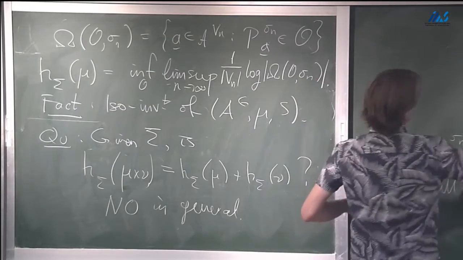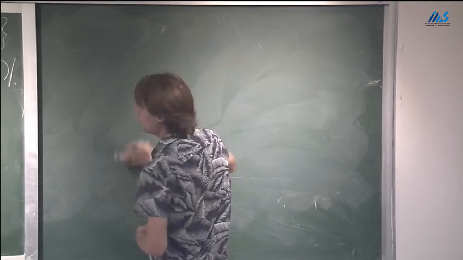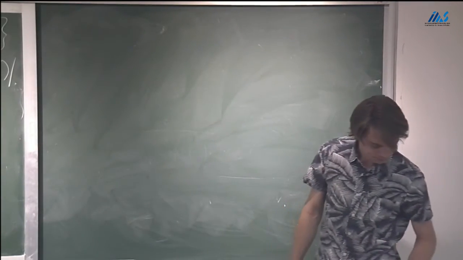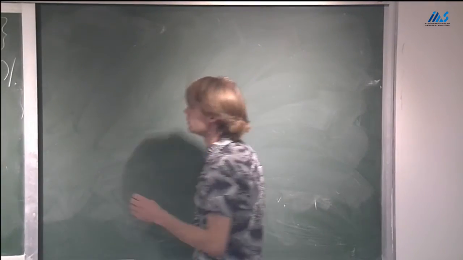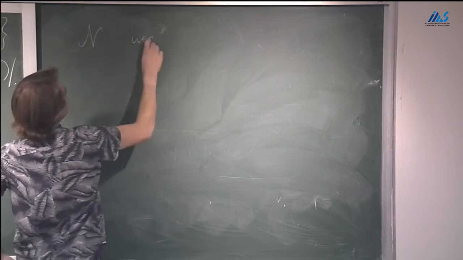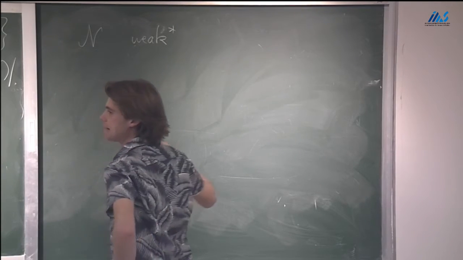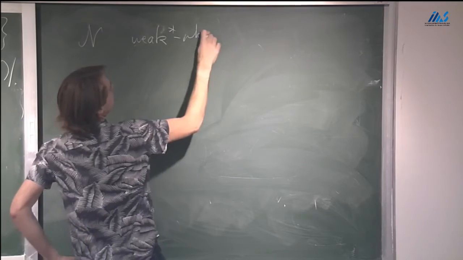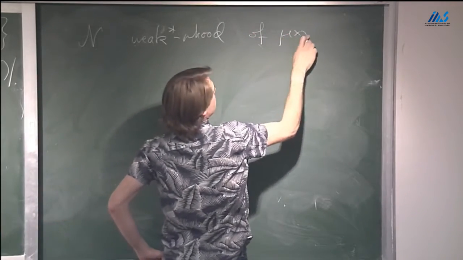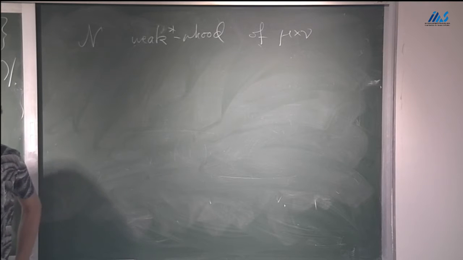Okay, so let's just say something quickly about why you might hope this is true, and why you can actually get half the answer pretty easily. Let's go back to the definition. For mu times nu, what are we doing? Suppose n is a weak star neighborhood of mu times nu, and you want to estimate the number of good models for the product measure, so models whose empirical distribution is in n.